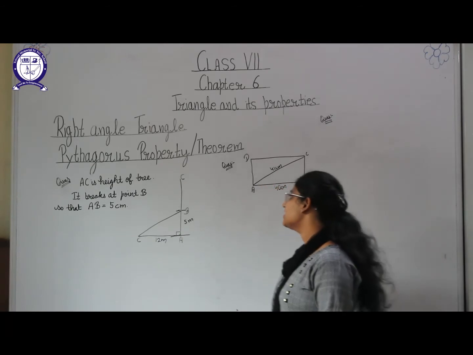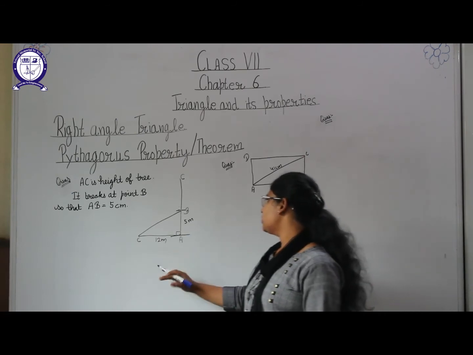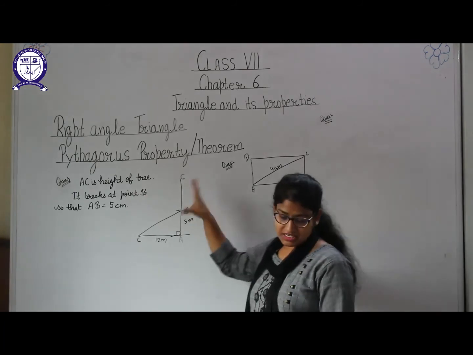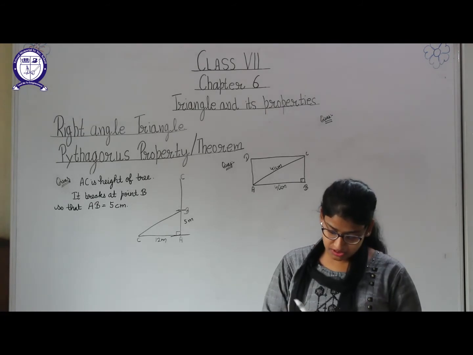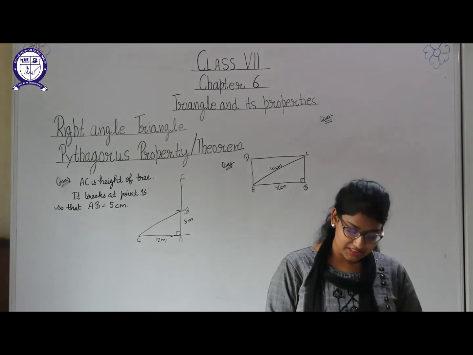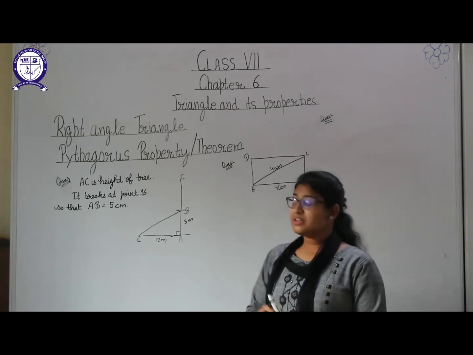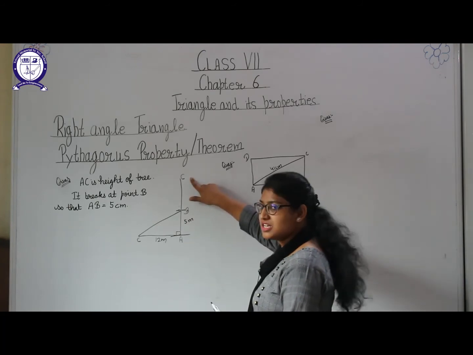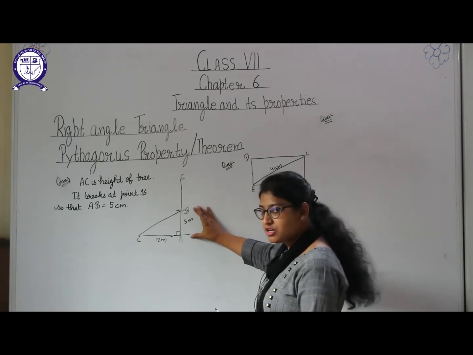So students, here are certain questions related to the Pythagoras theorem. Here one question is given to you. There is a tree AC. The question is: a tree is broken at a height of 5 meters from the ground, and its top touches the ground at a distance of 12 meters from the base of the tree. Find the original height of the tree. Suppose this is the ground and there is a tree which I named AC here, and it is broken from point B, which is 5 meters from the ground.